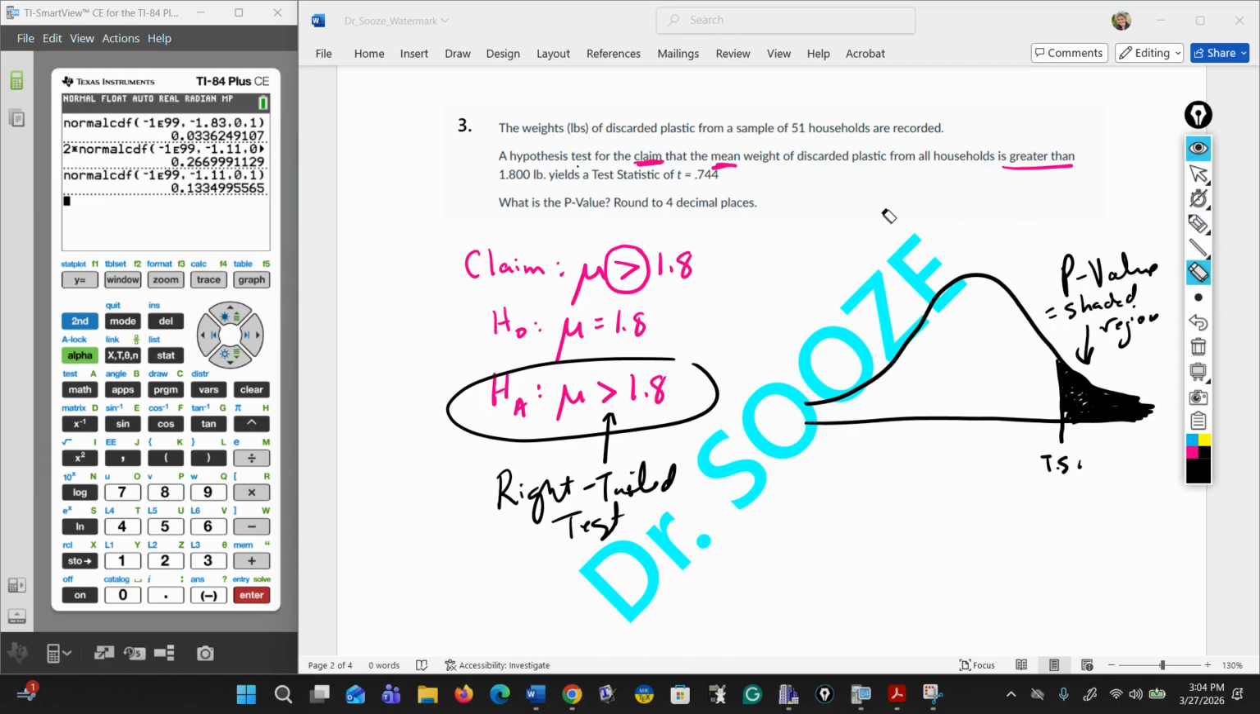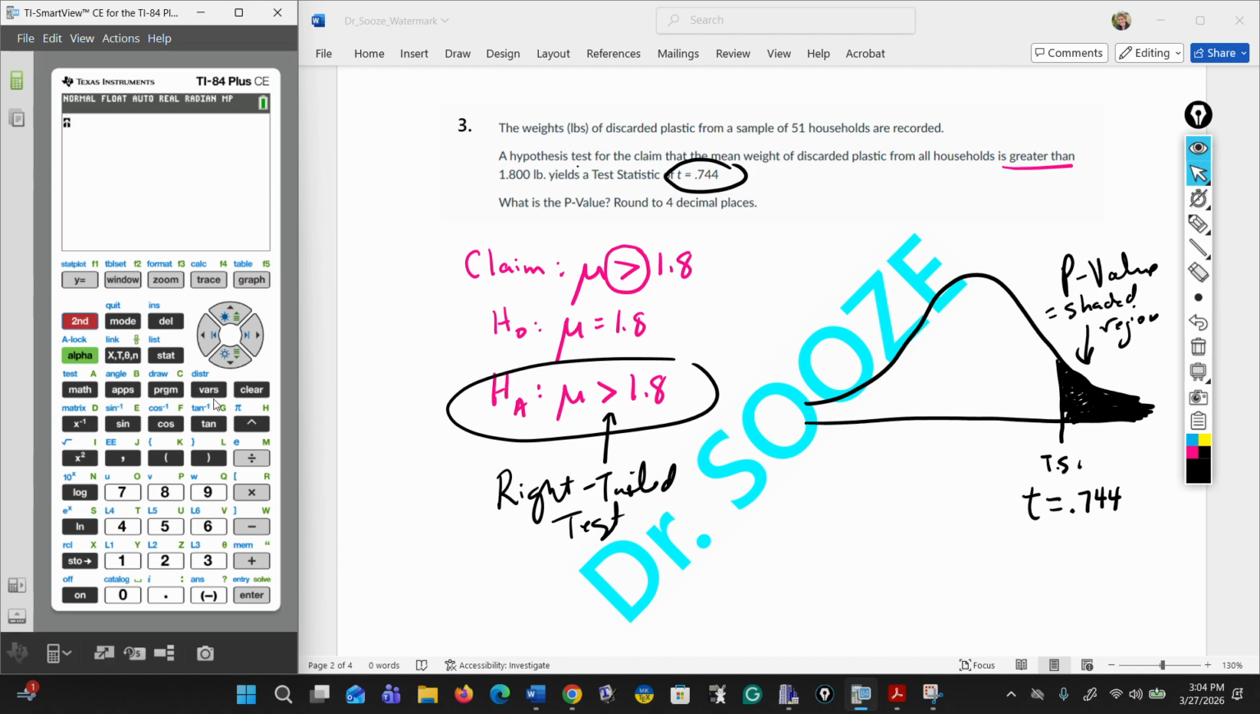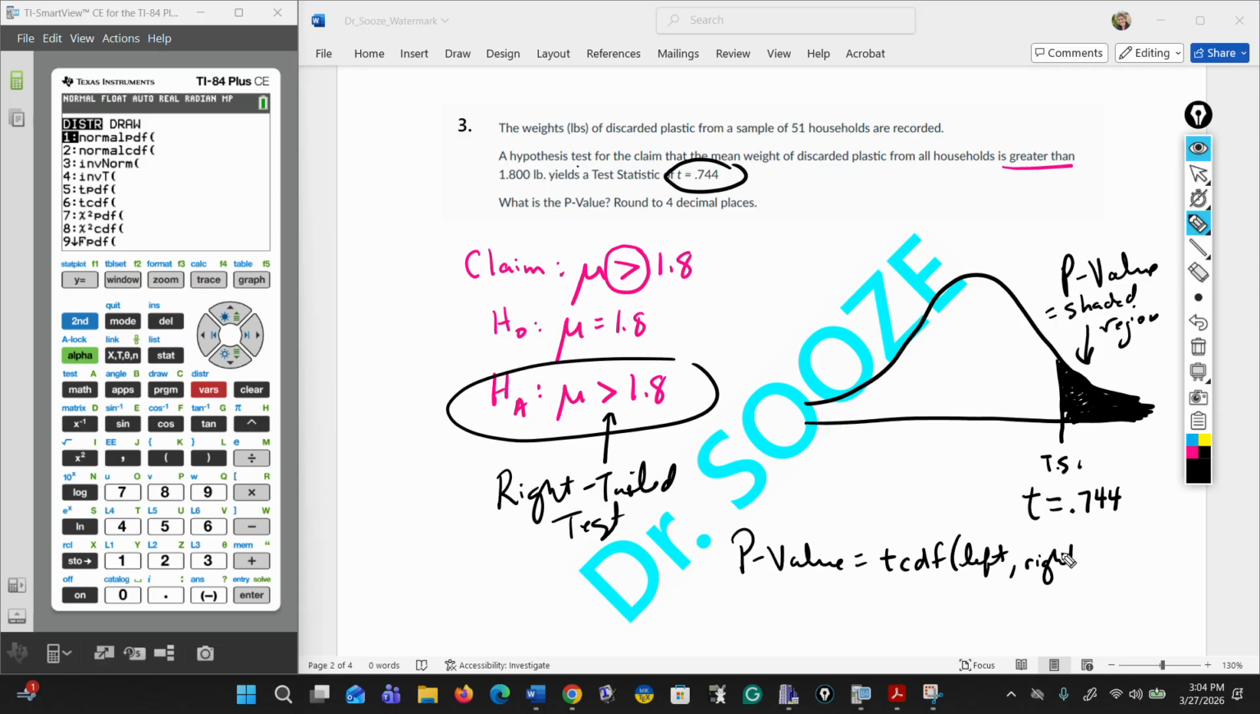Now, the next bit of information here is that my test statistic is a t-score. So I cannot use the normal CDF command. What I'm going to need to use if we have a t-score is, let me clear this on the screen, second vars, and we want the tcdf command. So my p-value is going to be equal to tcdf. Then I have to tell it the left t-score, the right t-score, and then I have to tell it the degrees of freedom. Now, what are the degrees of freedom? Degrees of freedom is going to be n minus 1, where n is my sample size. And so my degrees of freedom are 50 for this problem.